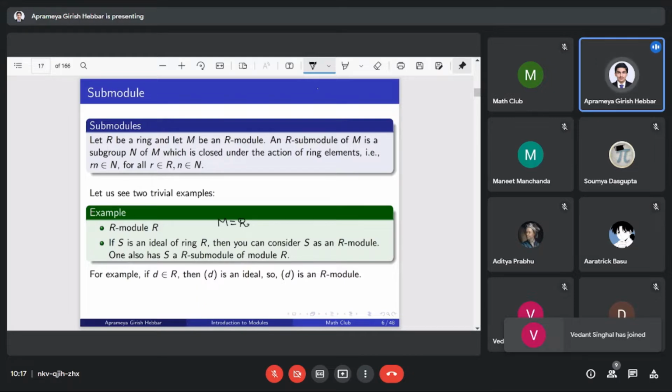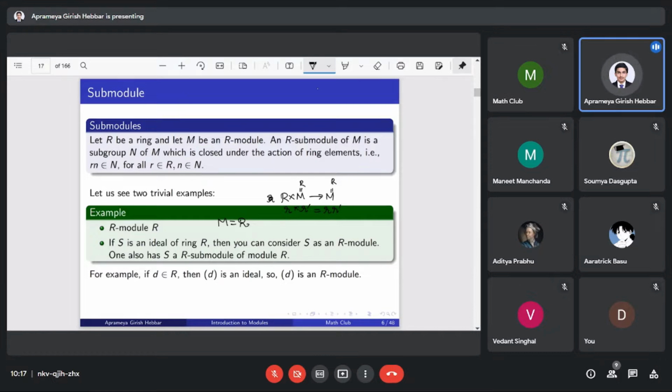So now the map R cross M to M, what does that become? This is just R, this is also R. So it just takes R, and it's just normal multiplication. So this is trivially a module also.